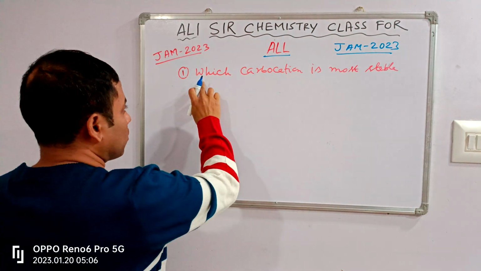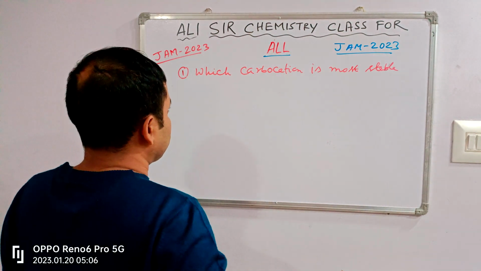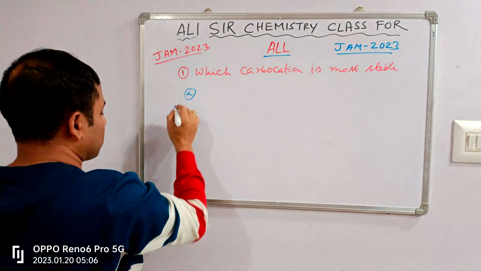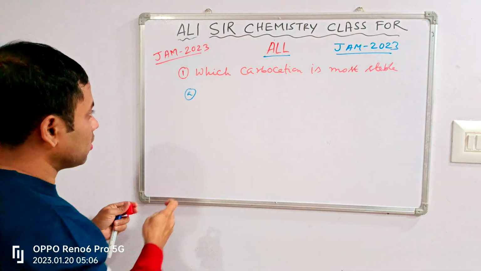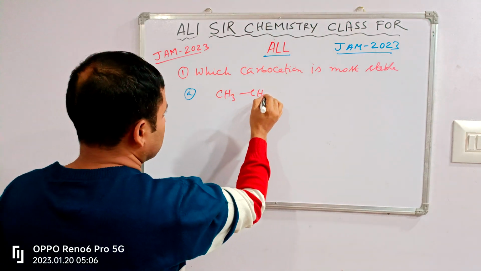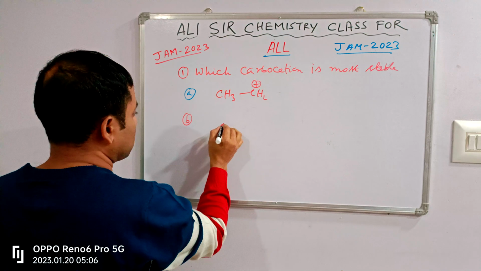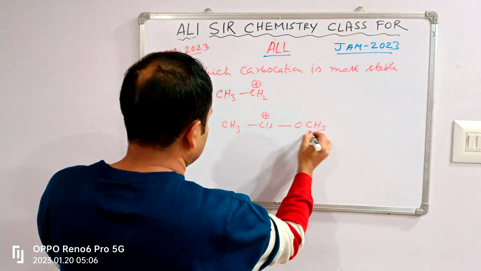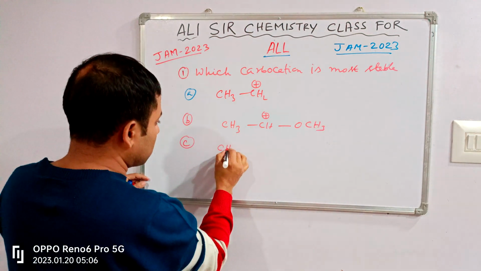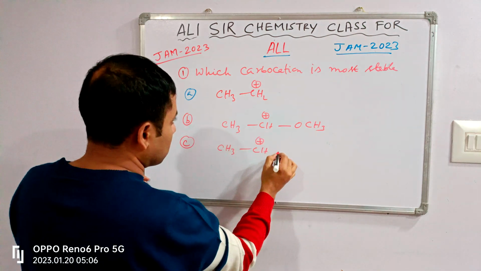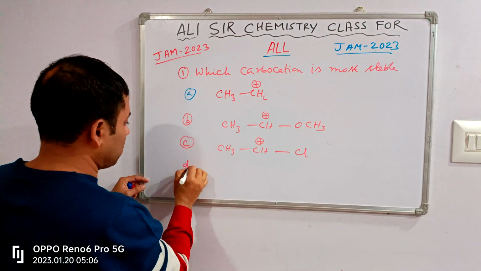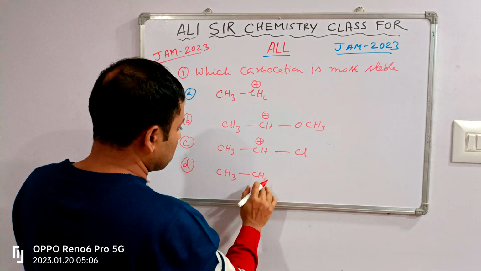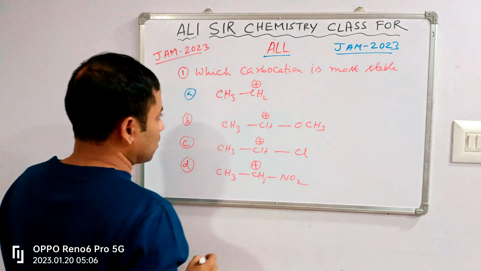And again, I'm going to write another problem. Same problem, but the examples are different. Which carbocation is most stable? So the first one, I'm writing here: A, CH3CH2+; B, CH3CH+OCH3; C, CH3CH+Cl; D, CH3CH+NO2. So this is a very simple question.